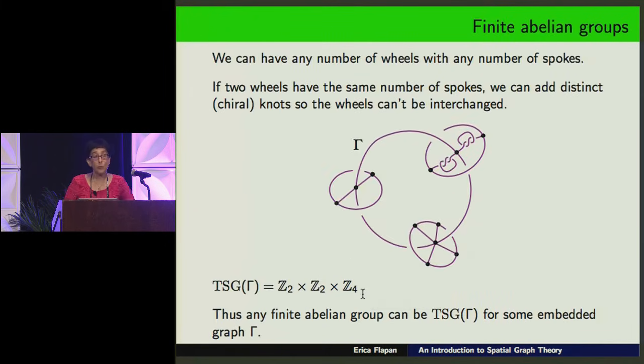And in fact, we can have any number of wheels, we can have any number of spokes, and if two wheels have the same number of spokes, we can add chiral or achiral knots as we want to the wheels to distinguish them. So here's a picture of a graph which has two wheels, each with two spokes, but they're different because one has knots, one doesn't have knots. And so the topological symmetry group of this graph is Z2 cross Z2 cross Z4. And you can see that in a similar way, I can get every finite abelian group for some embedded graph.